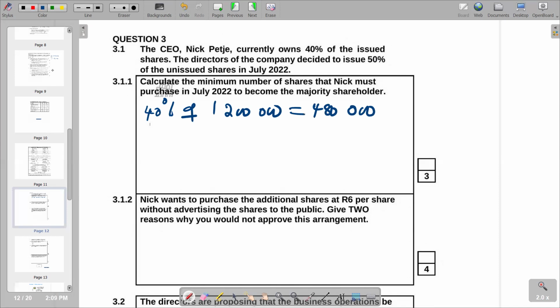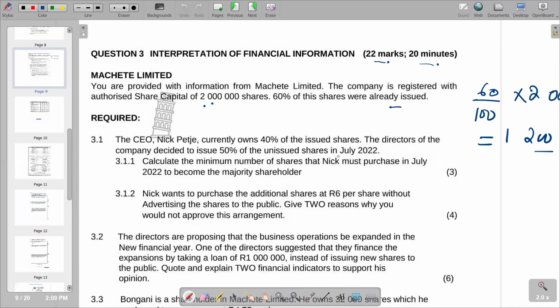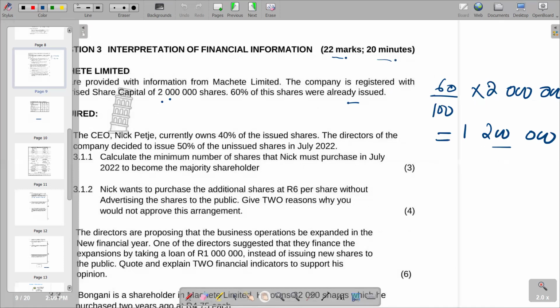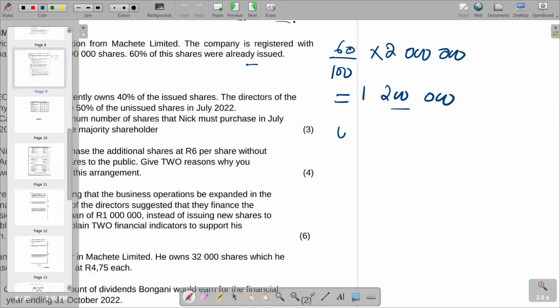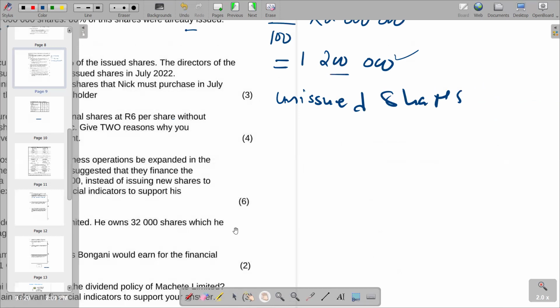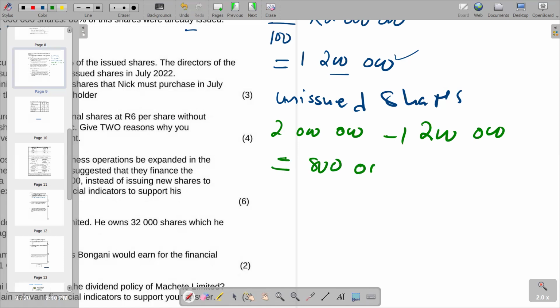And further information given, we are told that the directors of the company decided to issue 50% of the unissued shares. So now we need to calculate the unissued shares. We are told that 1,200,000 are issued out of authorized, which is 2 million. So we are going to say 2 million minus 1,200,000, and the answer is 800,000.